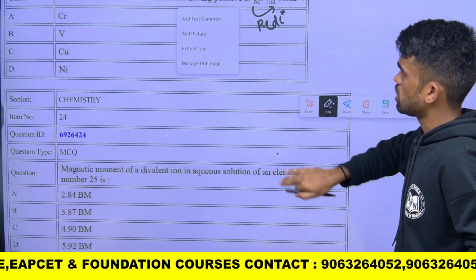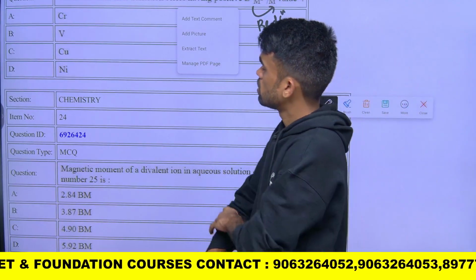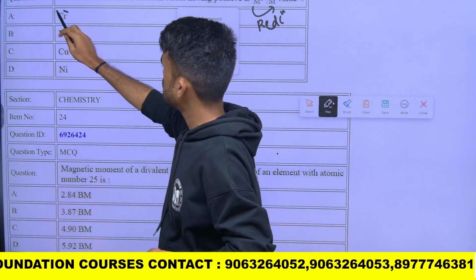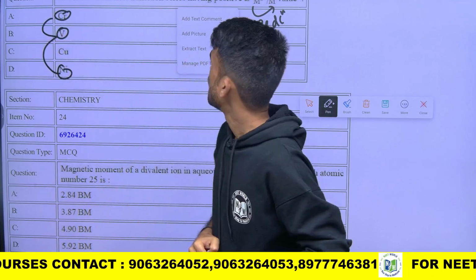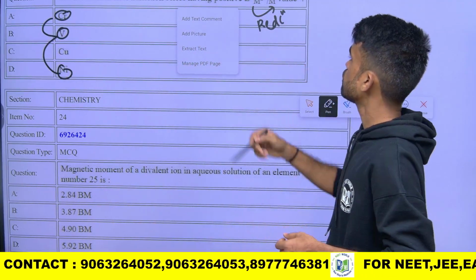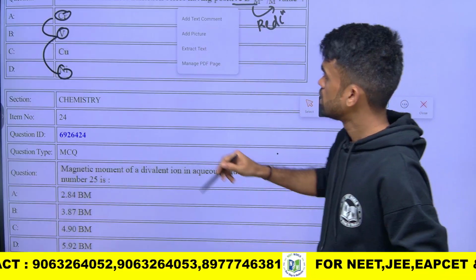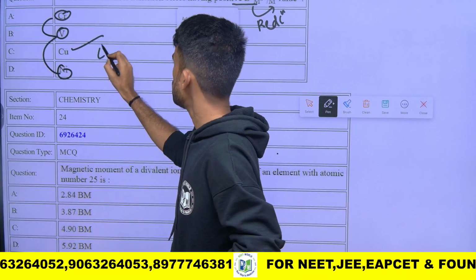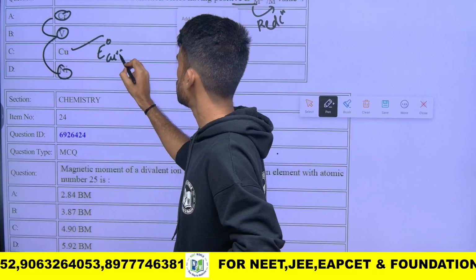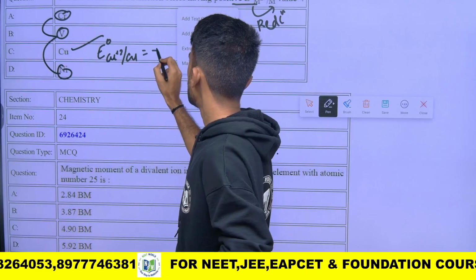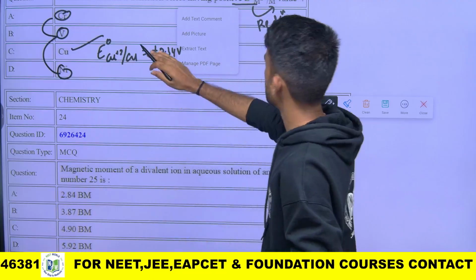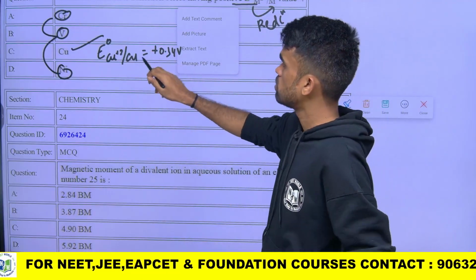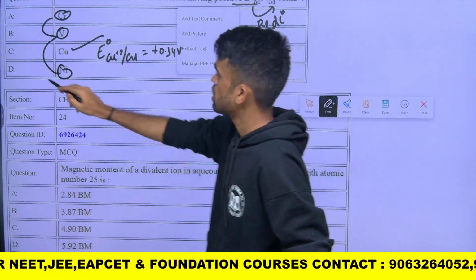If this is a reduction process, now look. All these metals, chromium, vanadium and nickel, will be having negative values, but they are asking which will be having a positive reduction value. That is only for copper. That value is copper plus 2 to copper, so this will be plus 0.34 volts, right? So this is the only metal which is having a positive value out of these 4 options. So you can choose option C.